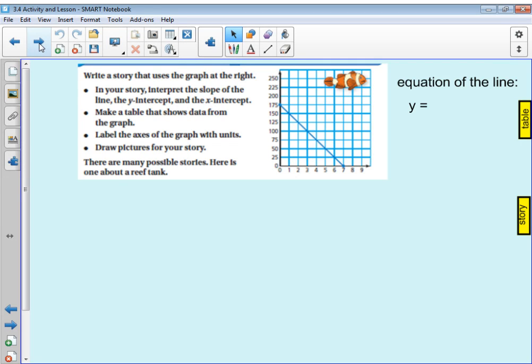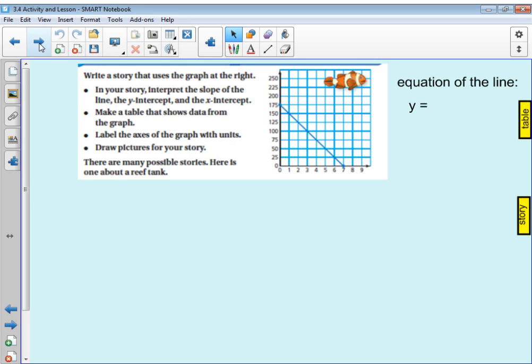Here we have a scenario, and in your book, it also is giving us a word scenario as to what's happening in this equation. So it says, write a story that uses the graph at the right. Well, I'm just going to actually read that story to you. As we do this, we're going to interpret what our intercepts mean. We're going to make a table to represent the intercepts. I will make that, although your book already has it done. And then we're going to label those axes.